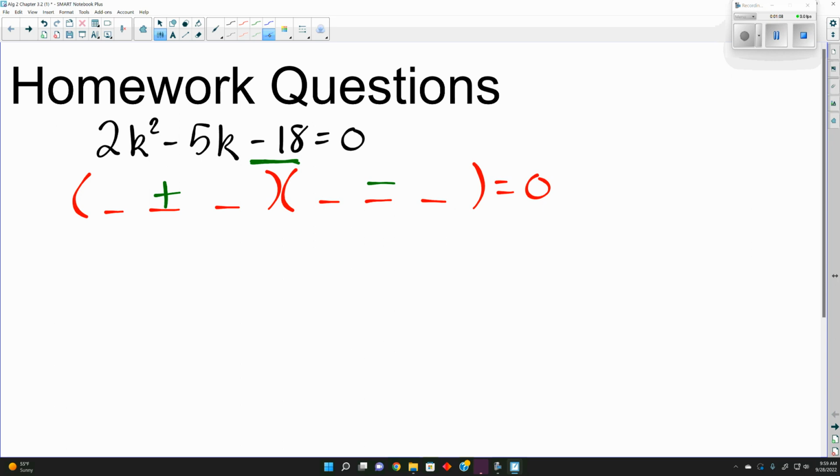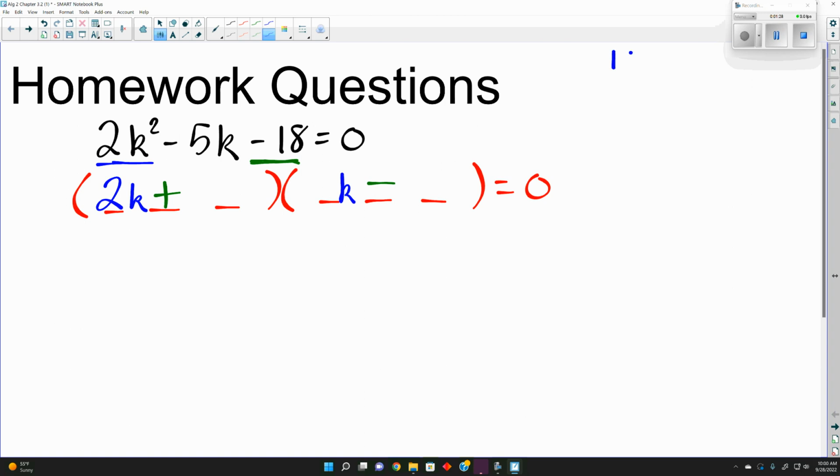Now we need to find the factors of the first and third term. So the factors of the first term, 2k squared, well, we'll have k and k. Well, the only factors of 2 are 2 and 1. So I'm just going to stick a 2 into one of those two spots. It doesn't matter which one we put it in, we're just going to put one in.